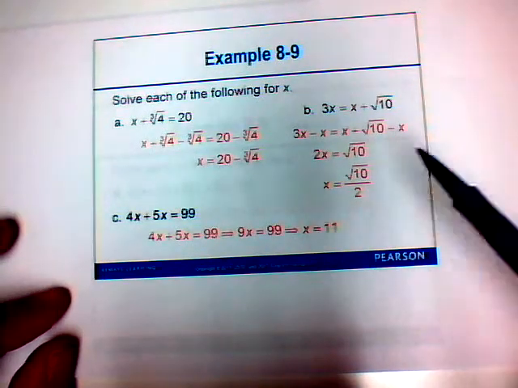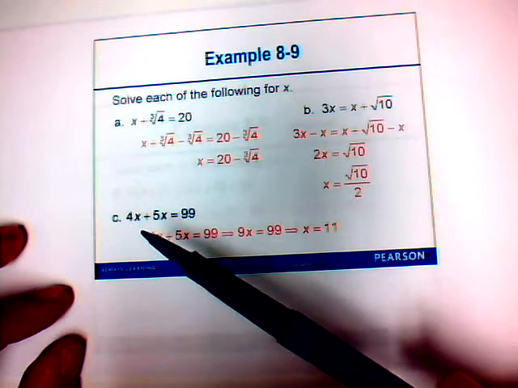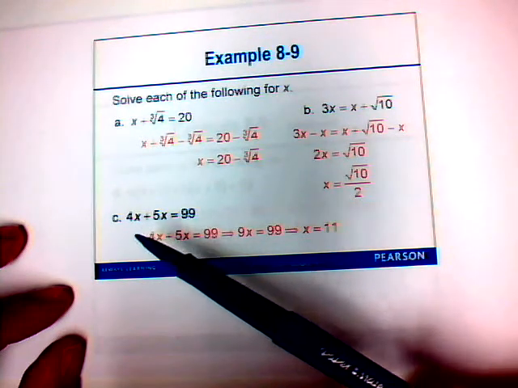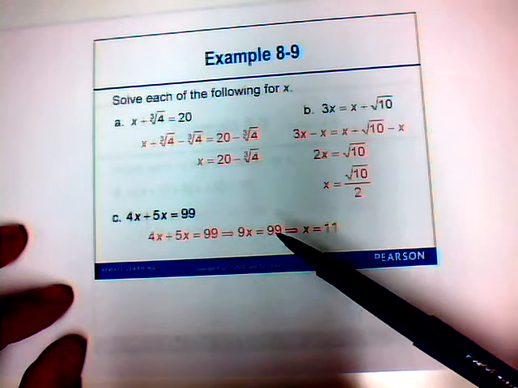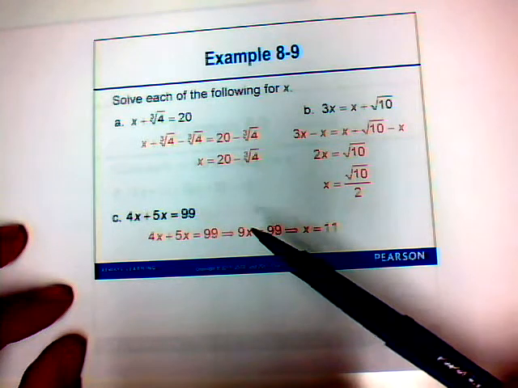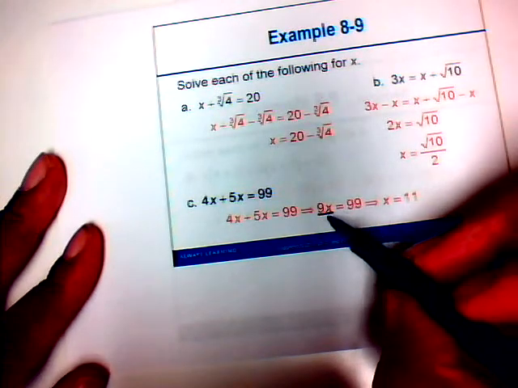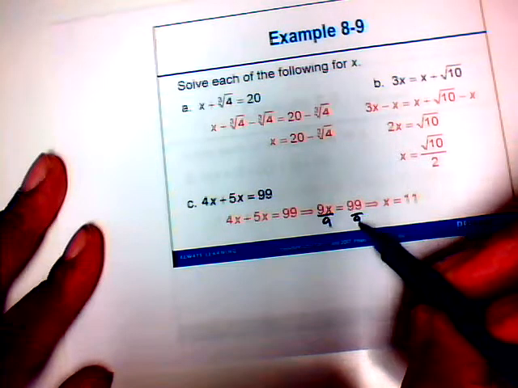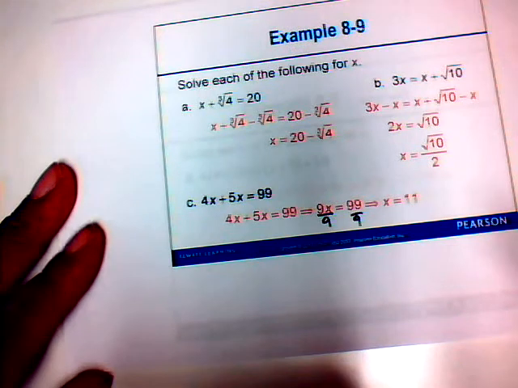Part C, you got 4x plus 5x is equal to 99. Now, if you combine like terms here, you got 4x plus 5x, that's going to give you 9x equal to 99. And to get the x by itself, we're multiplying by 9, so you want to divide both sides of this equation by 9 to get x is equal to 11.